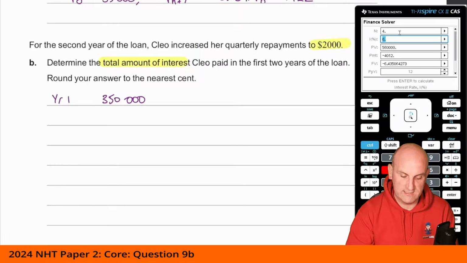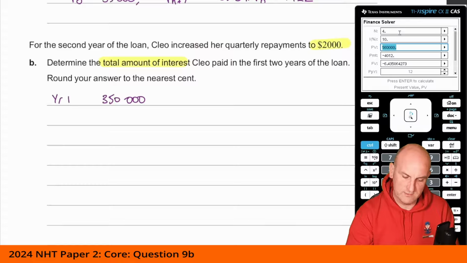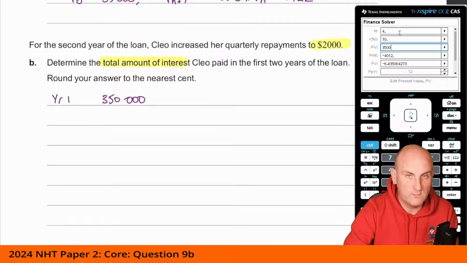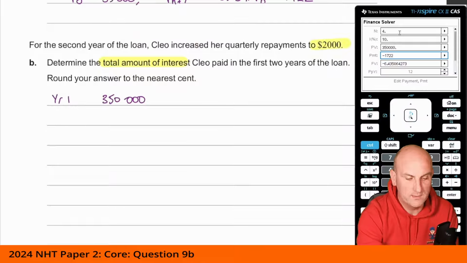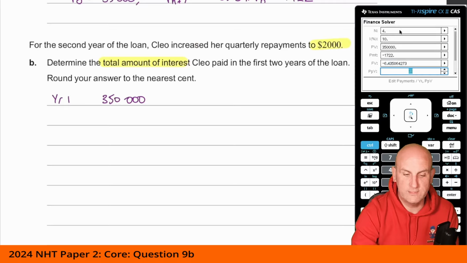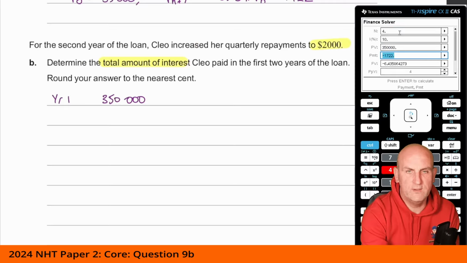My interest rate, it said, was 10%. If I remember rightly, my principal value was 350,000. Was it a loan? Took out a loan, yeah. So 350,000, and we know the payment is going to be 1722. So I'm going to do minus 1722. Hit enter. Now I've got to make sure that says 4. And that's 4. And there we go.